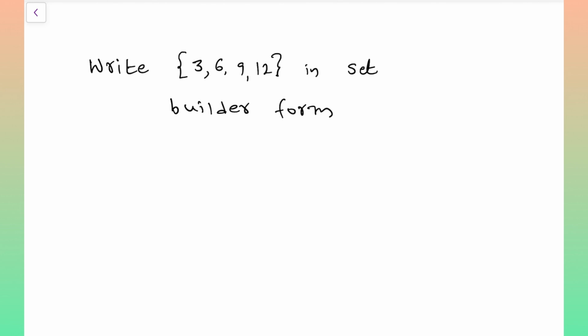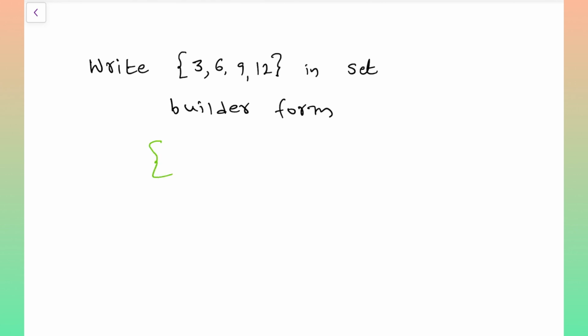Write 3, 6, 9, 12 in set builder form. Now the previous question in reverse. In the previous question they gave set builder form and we wrote it in roster form. Now they only gave the roster form, and we need to make it into set builder form. Set builder form is nothing but creating some pattern or logic between the given elements.